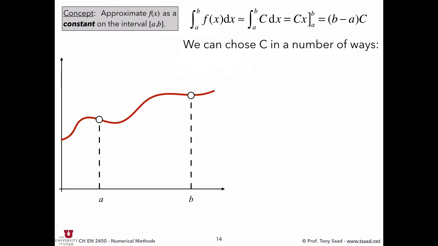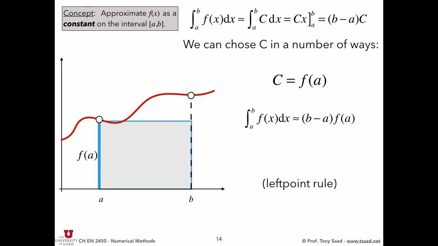It's called the left point rule, where we take the constant to be equal to the function value at a. So we assume that our function on the interval [a, b] is equal to f(a). This red line is essentially replaced by a horizontal line at the function value f(a). That approximates the area under the curve by this rectangle, and the area of this rectangle is simply (b minus a) times f(a). That's called the left point rule.